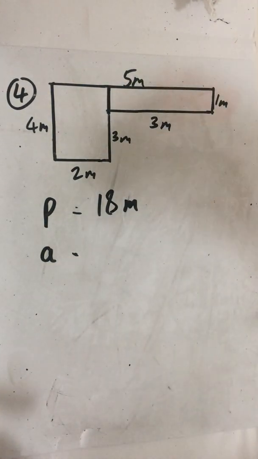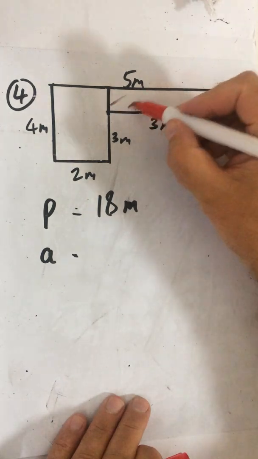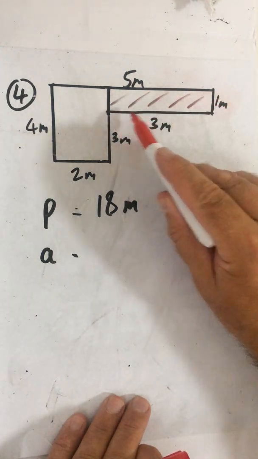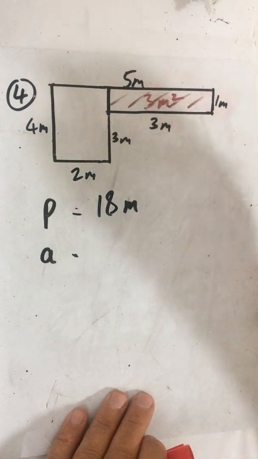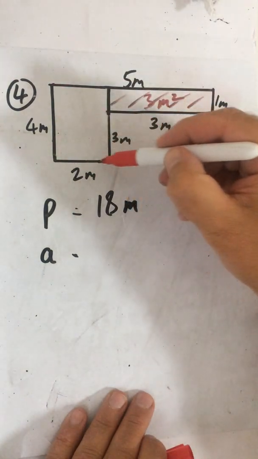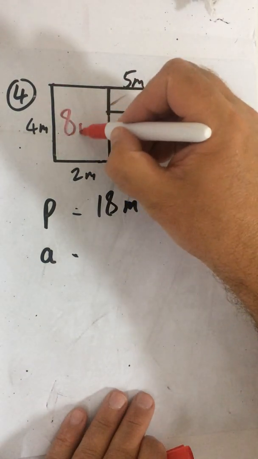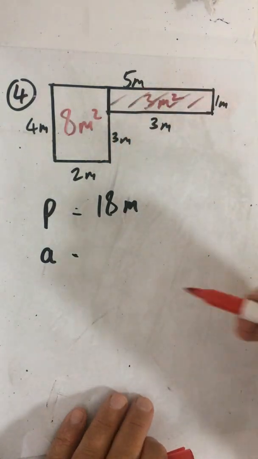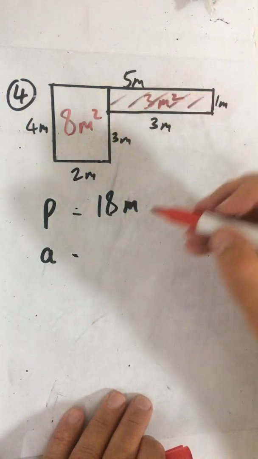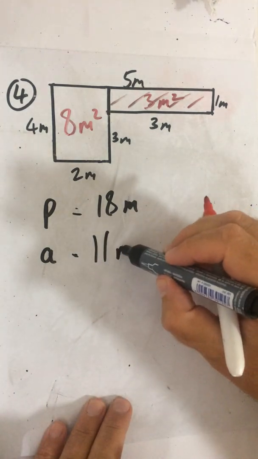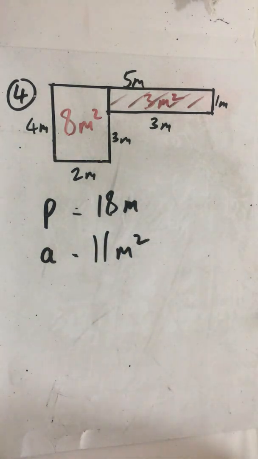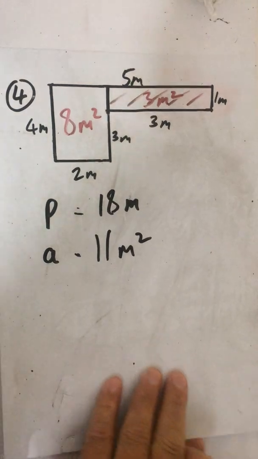And we've got here, in this lot, it's 3 times 1, so that will be 3 meters squared. Then we've got 4 times 2, 8 meters squared. Have we done this one? Okay, 8 meters squared and 3 meters squared, 11 meters squared, okay? 11 meters squared.